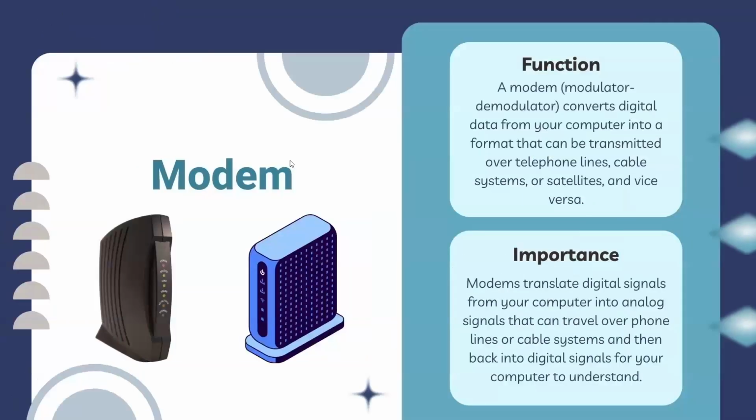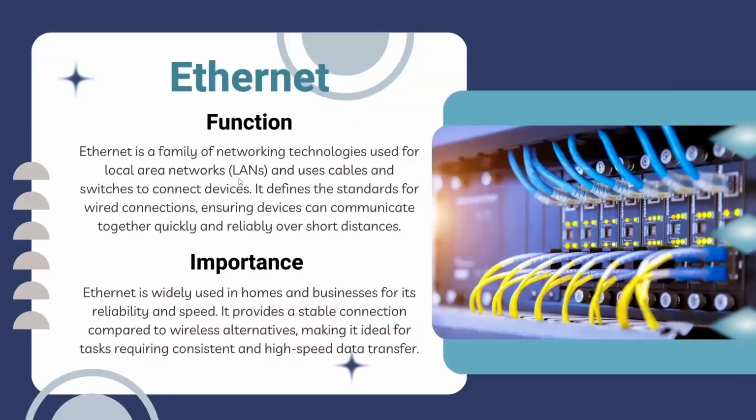All right, so now we're going to go over modems. These are like the tall, brick-like devices that you'll probably have in a closet or something. Modems convert digital data from your computer into a format that can be transmitted easily over telephone lines, cable systems, or satellites, and vice versa to your computer. So modems translate these digital signals from your computer into analog signals that can travel over phone lines or cable systems and then back into digital signals for computers. Whenever you want to connect to another computer that's far away, this is what's going to allow you to do that.